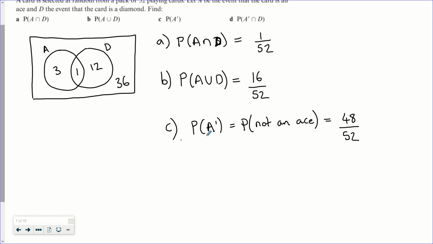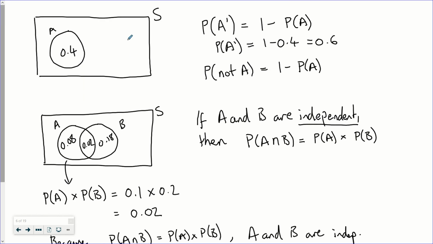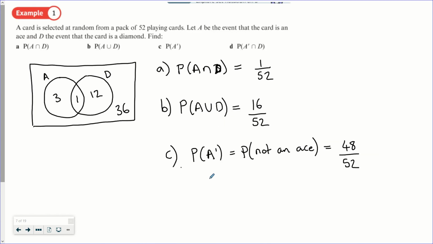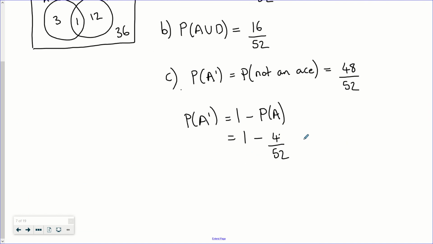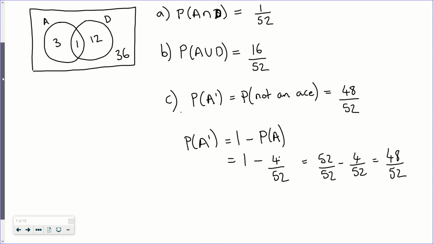Well, another way of doing this, working out the probability of A not happening, would be to use the fact that we learned before, that we can do 1 minus the probability of A happening. So let's write that down. The probability of A not happening is 1 minus the probability of A happening. In this case, the probability of picking an ace is 4/52. And that's equivalent to doing 52/52 minus 4/52. And we get the same answer of 48/52. And here we've basically done 52 cards, take away the 4 aces, and that's going to be the probability of not getting an ace, because there's 48 cards that aren't aces.